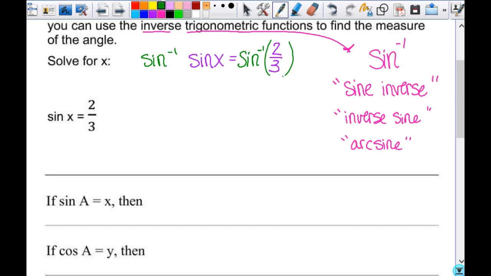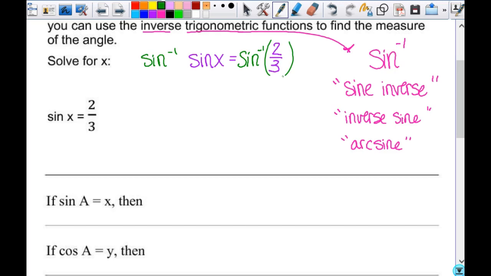Why are we doing the inverse of sine? To get x by itself, right? So if I take the sine inverse of the sine of x, what do you think it's going to give me? X. Because think about this, the inverse. If this was 3 times x, we would divide by 3, right? So when you do the inverse, it cancels out and you're left with x, right?